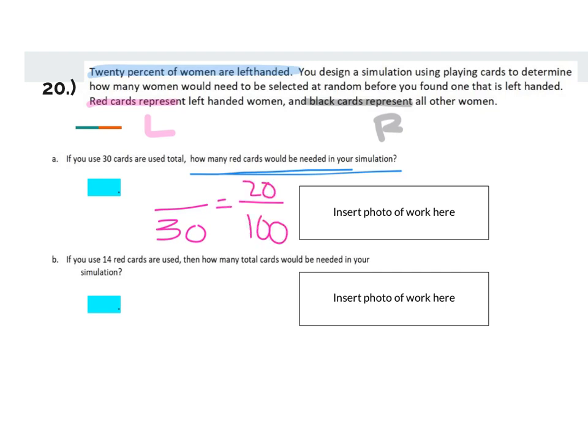Okay, when we cross multiply here, 20 times 30 would give me, I'm going to write it right here, 600. And then we need to divide by what's left. So divided by 100, which would give me 6. So that means in a deck of 30 total cards, we would need 6 of them to be red to represent our 20% of left-handed women. So our answer here would be, I'm going to switch colors, 6 red cards.